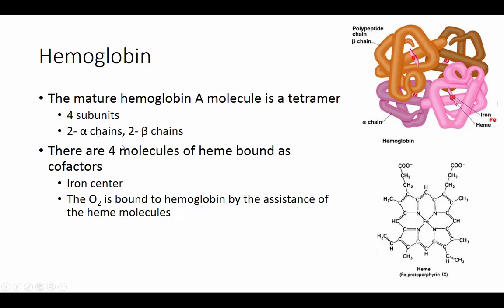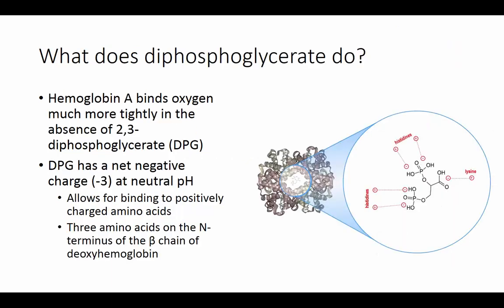And there are 4 molecules of, again, the cofactor I mentioned, heme. Here's the chemical structure of heme, and it looks pretty complex. There are 4 molecules of this heme bound in as cofactors for hemoglobin, and that's where the oxygen binds. They each have this iron center right here, denoted by the red dot in that drawing, and oxygen is bound to hemoglobin by the assistance of these heme molecules. That becomes important when we consider the activity and the regulation of oxygen binding.